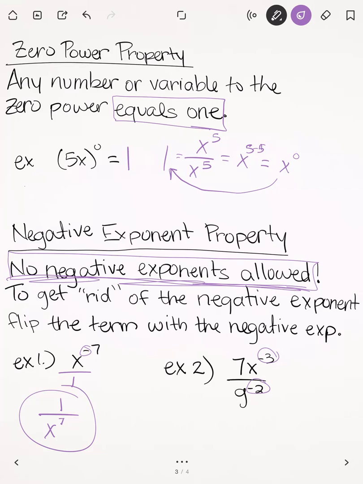Okay, so all I need to do is flip the g to the top, the x to the bottom, and their exponents become positive. So the 7 stays the same. The g gets to come up top. Now it has a positive exponent of 2. The x goes on bottom. Now it has a positive exponent of 3, and that would be simplified.